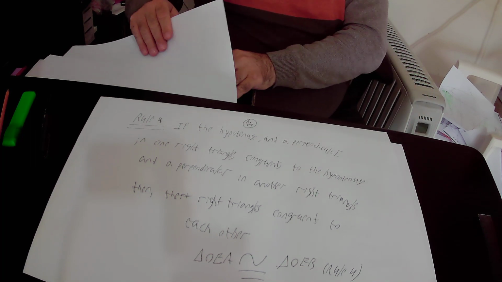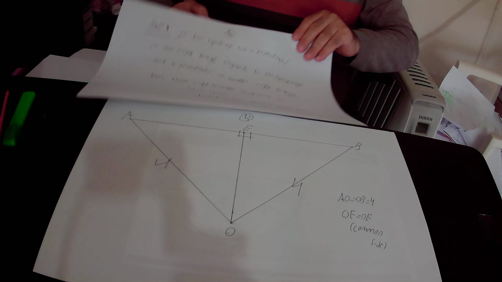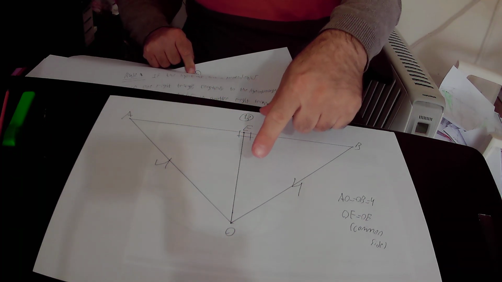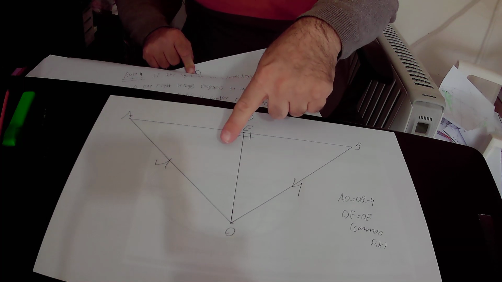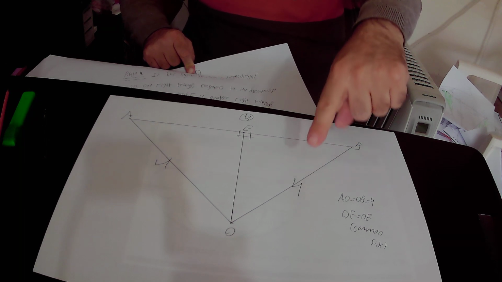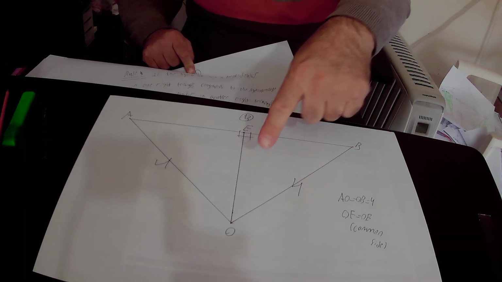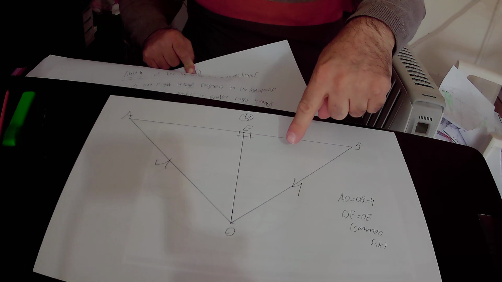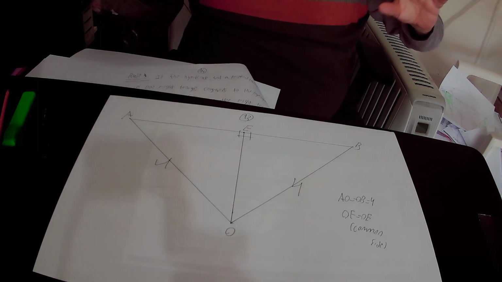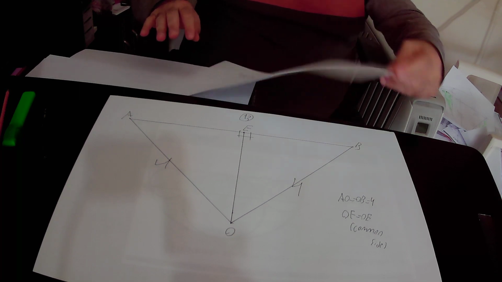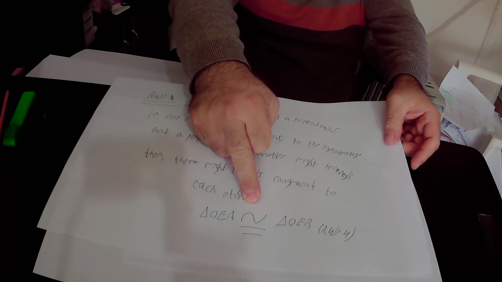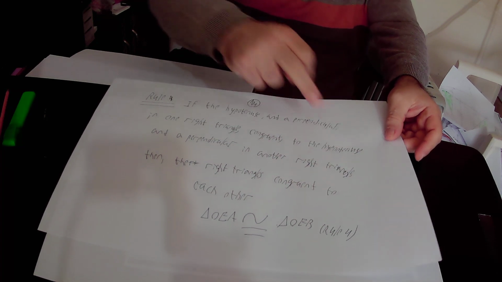And we actually proved that the hypotenuse OA and the perpendicular OE in the right triangle OEA are congruent to the hypotenuse OB and the perpendicular OE in the right triangle OBE. Therefore, we proved that those 2 right triangles are congruent to each other according to rule number 4. That is to say, triangle OEA is congruent to triangle OEB according to rule number 4.